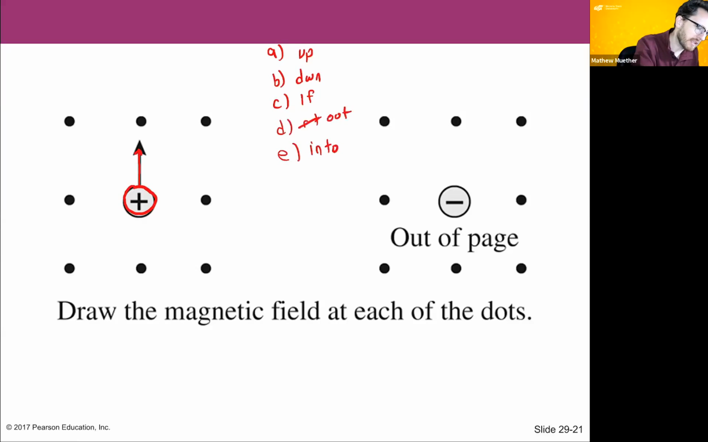So let's look at this point here. What direction does the magnetic field have to point at that position here? Can we draw that? Let's see.